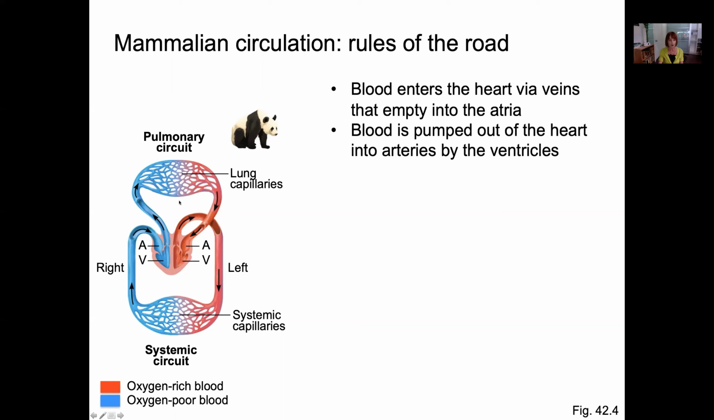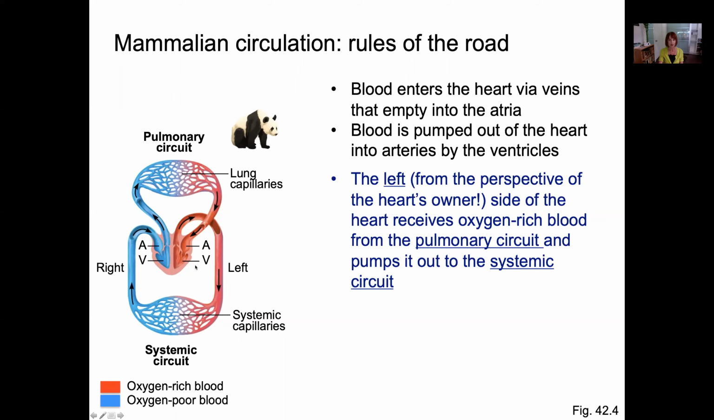So blood always enters the heart via the atria, whether on the right side or on the left side, and then blood is always pumped out of the heart via the ventricles, again, whether on the right or the left. Okay, and again, this is left and right from the heart's owner's perspective, not from yours looking at the figure, right? It is reversed. Okay, and so here we go.